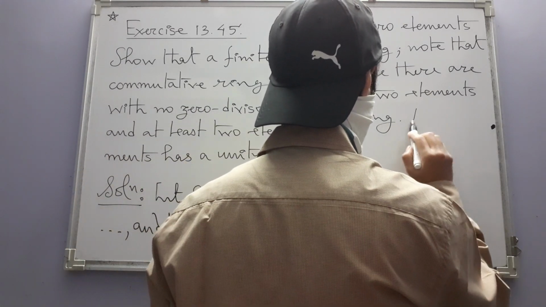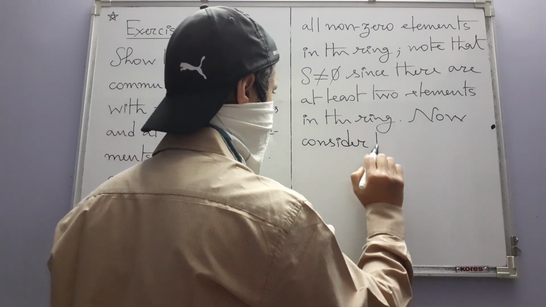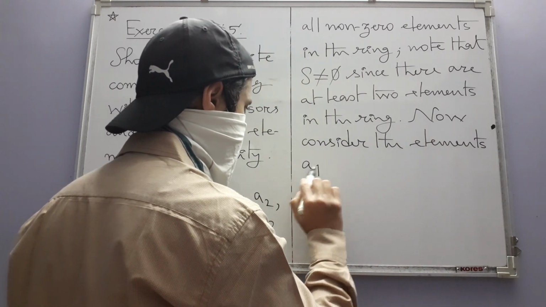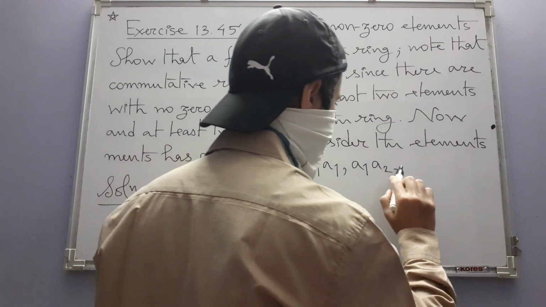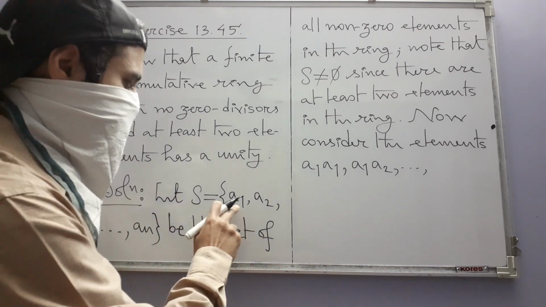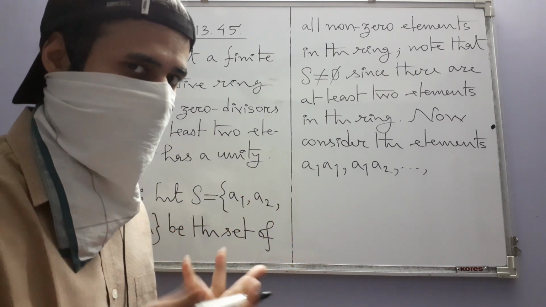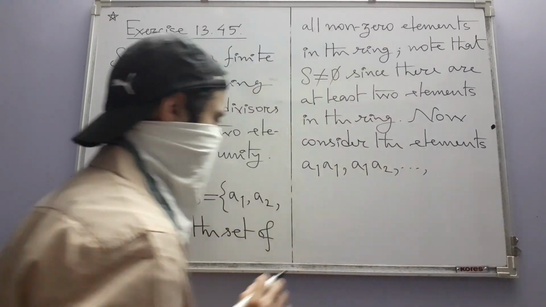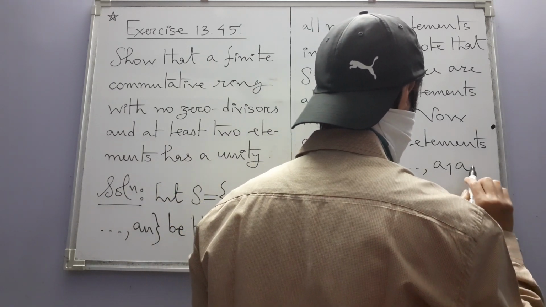Now what we do, now consider the elements A1A1, A1A2, A1A3, like that. So what we are doing is that we are multiplying all the elements of S by this one element A1, which we have just simply chosen to be any random element of S. So we have decided why not A1. If you want, you can choose A2 also. Nothing will essentially change. So we are considering these products of all the elements of S with A1, including A1 itself, up to A1An.